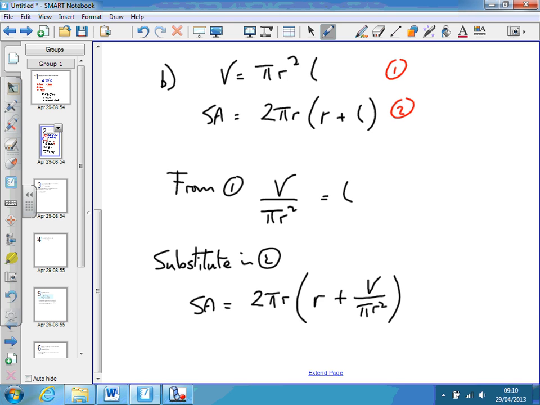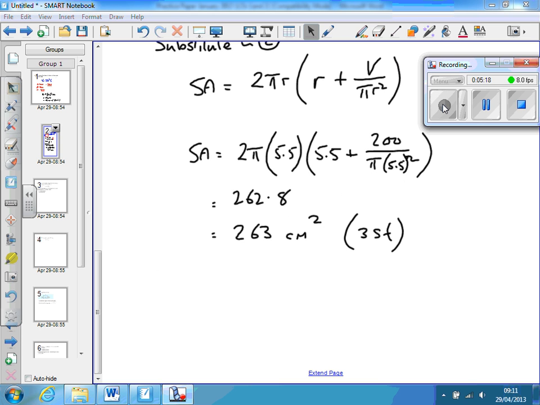And we've got a new formula now that will allow us to find the surface area of a cylinder where we don't know the length but we know the volume. So now carry on, put the values in and see if you can get the answer out. So putting the values in, I get a value of around about 263 square centimetres to three significant figures.